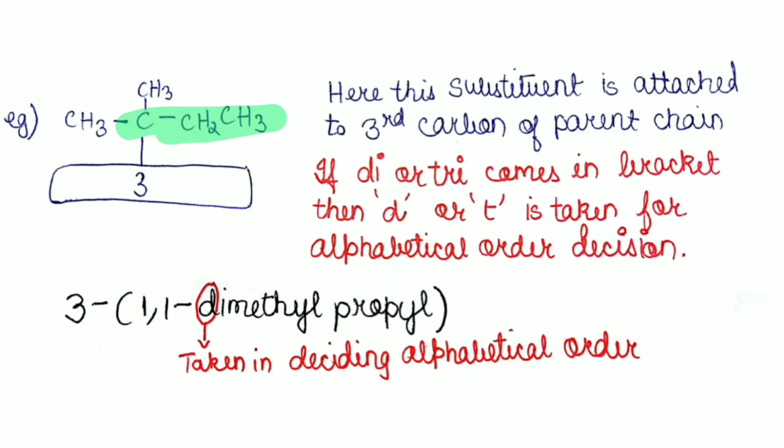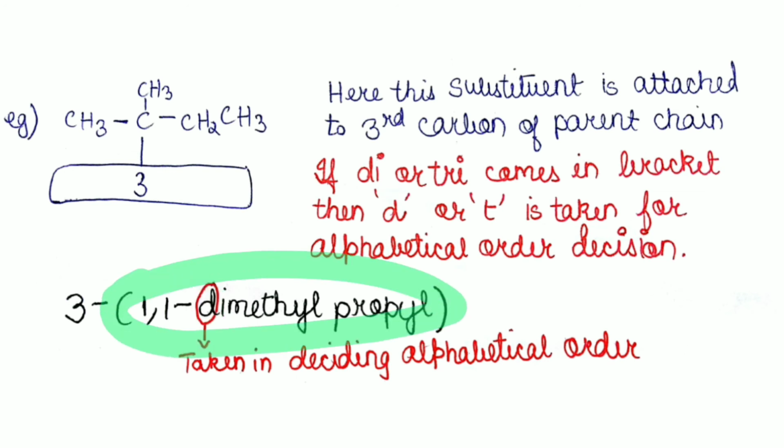1,1-dimethyl propyl, that is the side chain, and because it's attached to the third carbon of the parent chain, so we'll have a 3 outside the bracket. And here guys, you remember this, that the D of the di, when taken inside the bracket, is taken in deciding the alphabetical order. You will take it in mind that the D of the di will be considered while deciding the alphabetical order when inside the bracket. Okay guys, the D of the di or the T of the tri will be taken into consideration for deciding alphabetical order when taken inside the bracket.